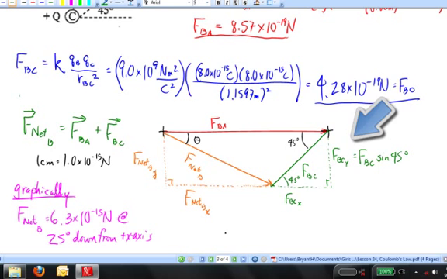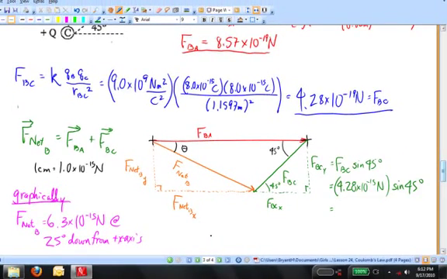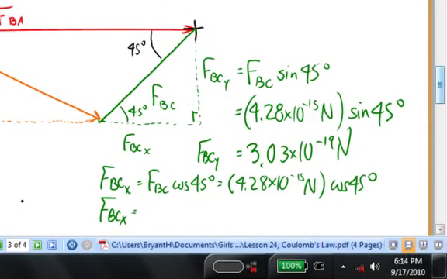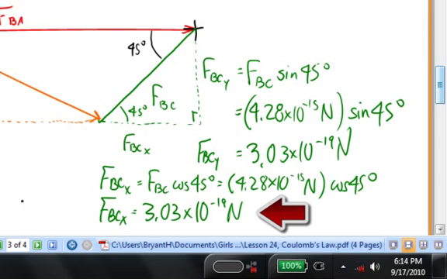FBCy is FBC times the sine of 45 degrees. And now I'll put in the numbers, and I get some result in my calculator. So the y component of the FBC triangle is 3.03 times 10 to the minus 19 newtons. I now play the same game with the x component, and that's related to the cosine. Now I put in the numbers, and I get some result. The x component is also 3.03 times 10 to the minus 19 newtons. The reason for that is that this was a 45, 45, 90 triangle.